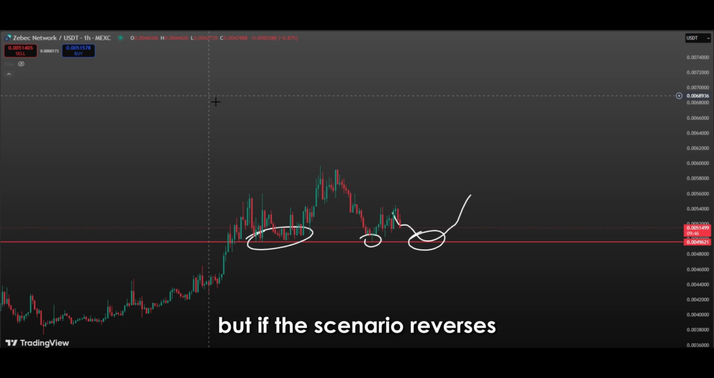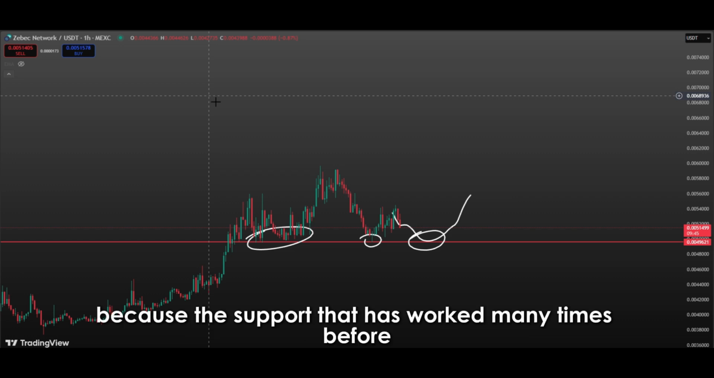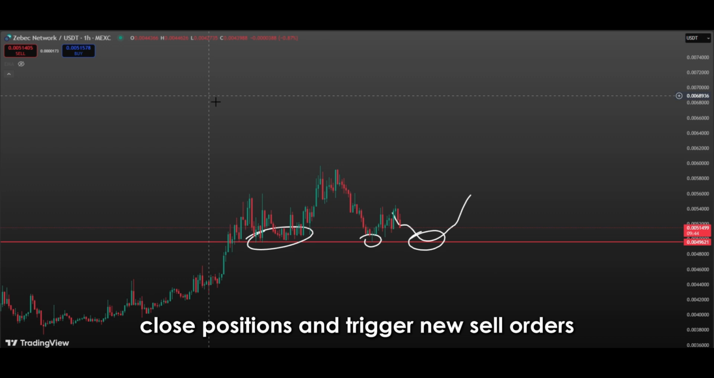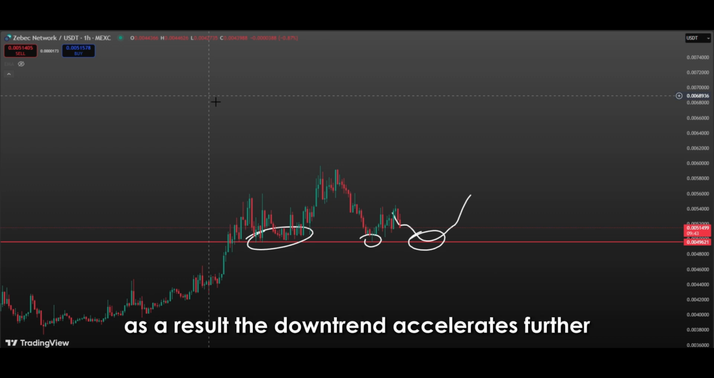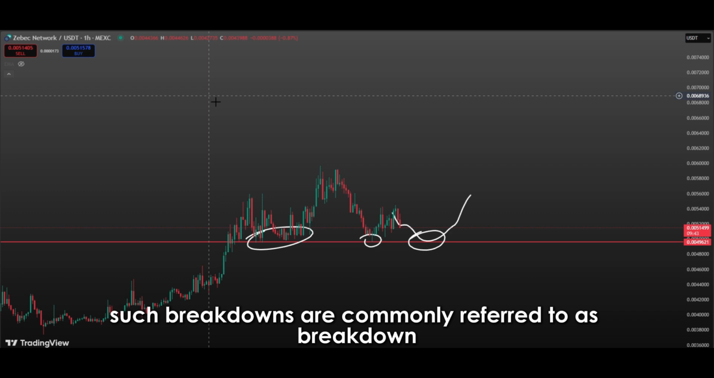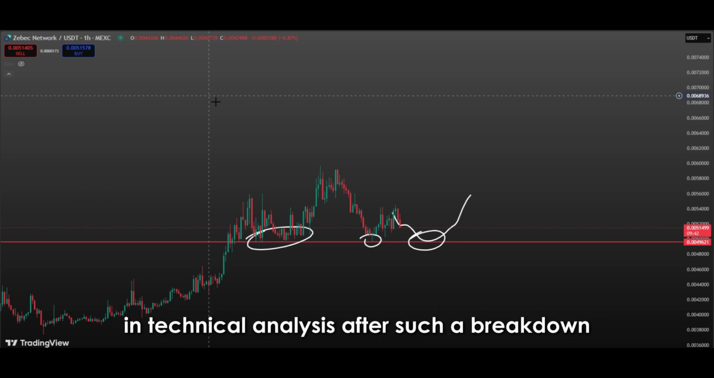But if the scenario reverses and the price breaks the support, investor psychology is disrupted because the support that has worked many times before is no longer functioning. This may cause investors to panic, close positions, and trigger new sell orders. As a result, the downtrend accelerates further. Such breakdowns are commonly referred to as breakdown in technical analysis.